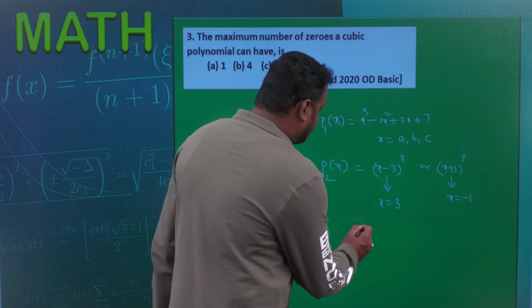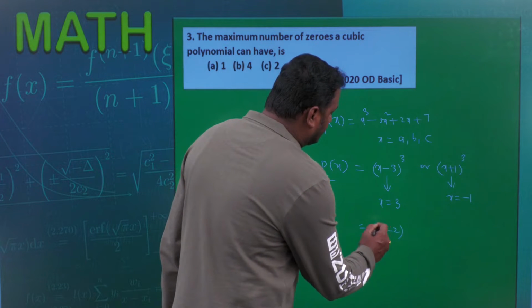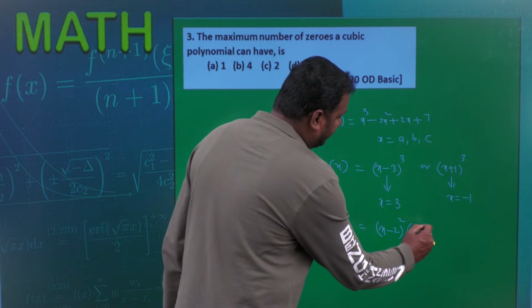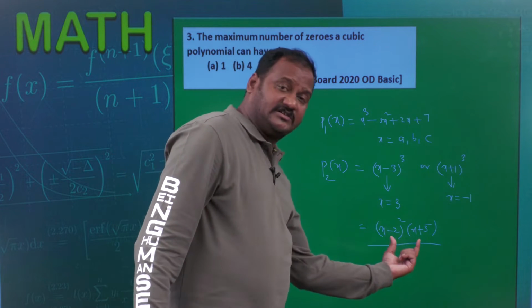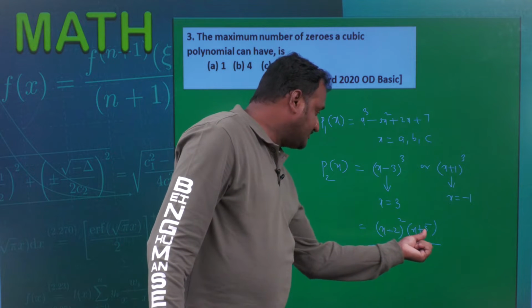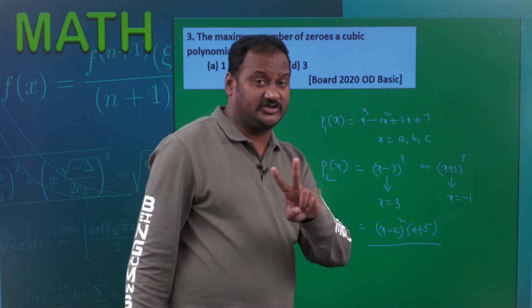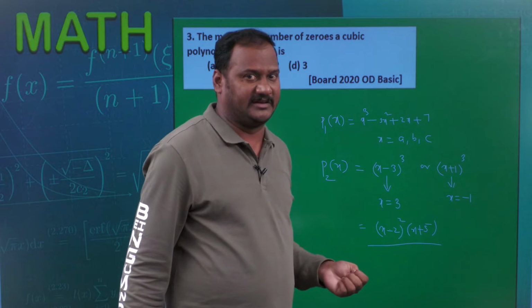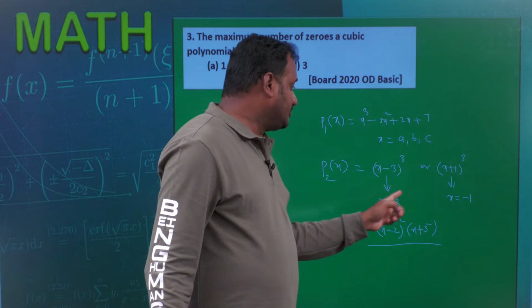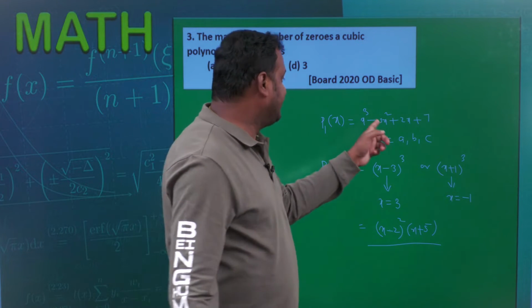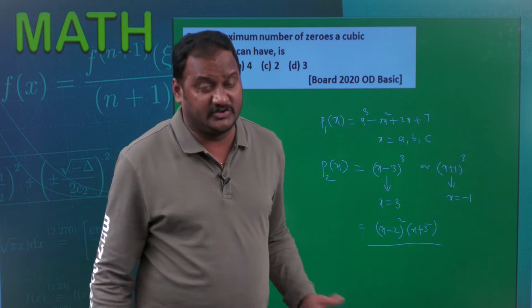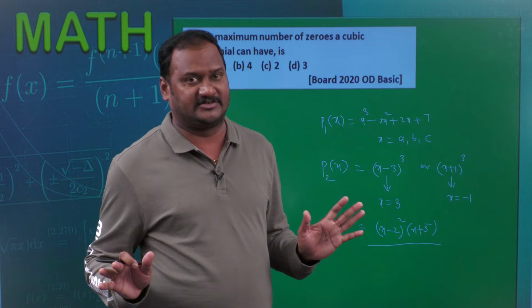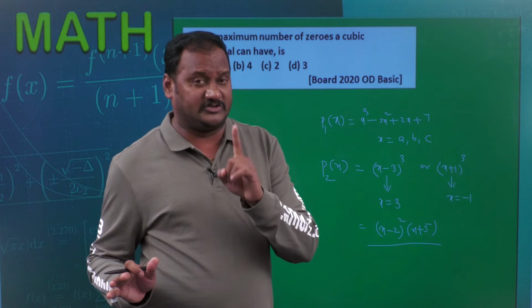Suppose I take one more polynomial like x minus 2 whole square into x plus 5. This is also a third degree polynomial. But what are the zeros of this third degree polynomial? 2 as well as minus 5. So there are only 2 zeros for this third degree polynomial. There is only one zero and 2 zeros for a third degree polynomial in those cases, but here there are 3 zeros. So it has a maximum of 3 zeros. We should not say that it has exactly 3 zeros. This is a very important thing, please do remember.